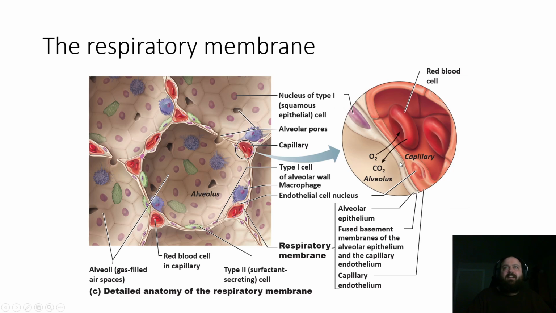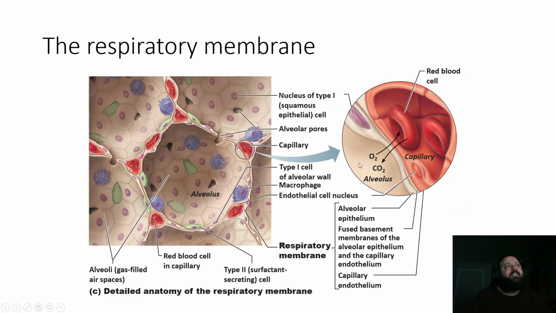So what we have here is our respiratory membrane is actually a double membrane. The first membrane is the membrane of the alveolus created by the type 1 pneumocytes, and the second membrane is the endothelium created by the simple squamous epithelia of the tunica interna of the blood vessel. That's your respiratory membrane, that double membrane.